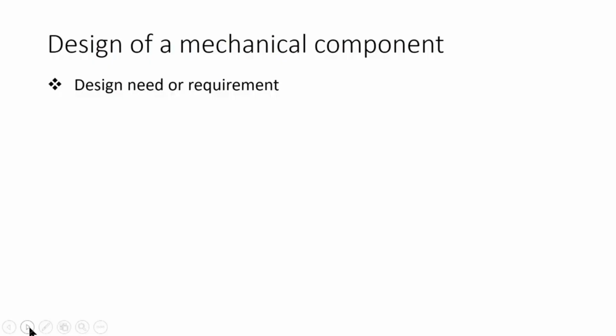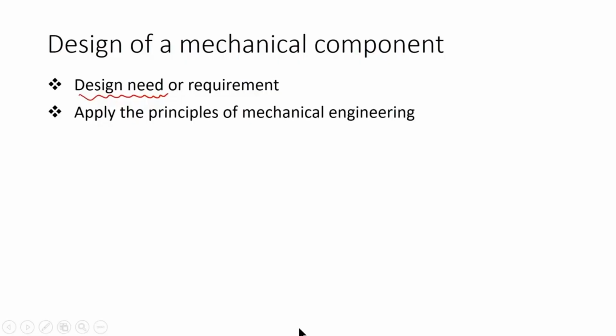So in general, what are the various steps to design a mechanical component? The first step in designing a mechanical component is to identify the design need. So we have to clearly specify the design need. As far as mechanical components are concerned, we have to identify the size and shape of the mechanical component. So how is it possible?